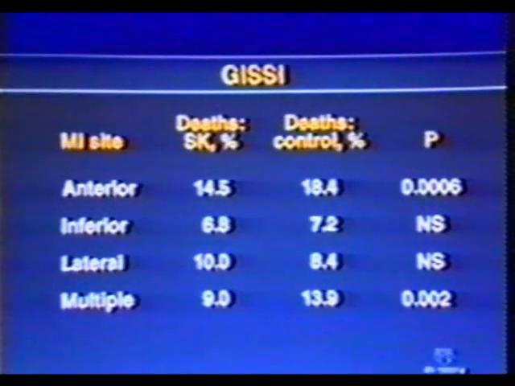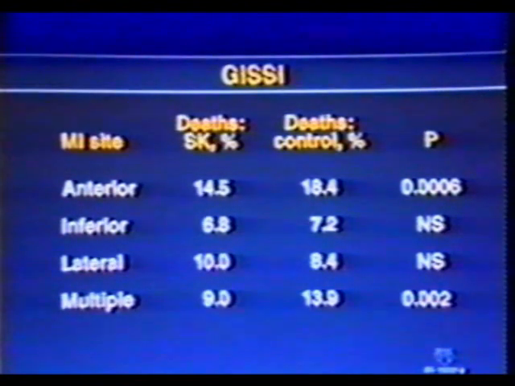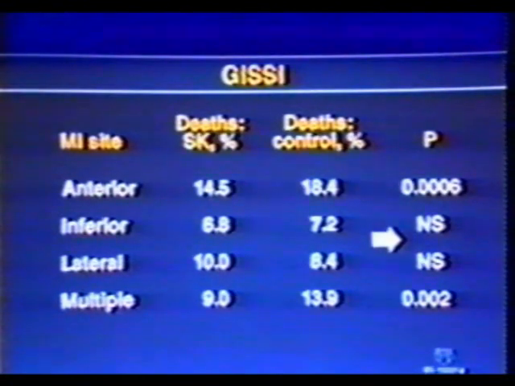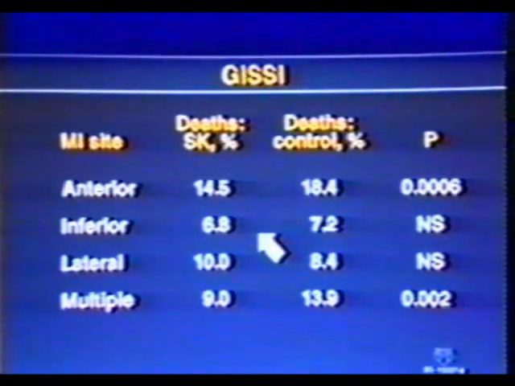However, not all patients with new ST segment shifts have enough myocardium involved in the acute process to justify the risk of thrombolysis. For instance, this is the GISSI data broken down according to ECG localization of the infarct. You will note that for inferior and lateral infarcts, the mortality data was not significantly different for the patients who received streptokinase compared to the controls.